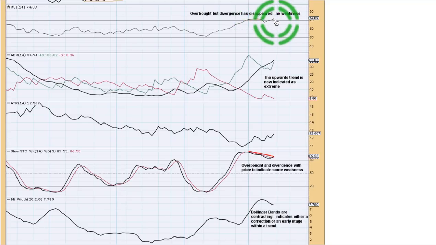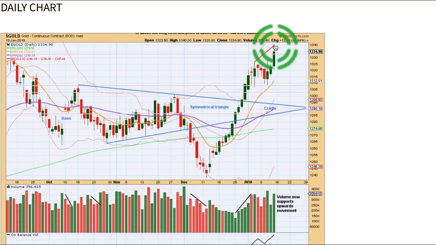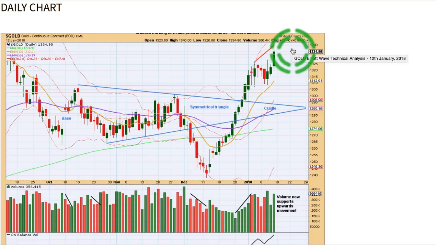Now if we saw divergence here and with stochastics, I'd be calling for a high in place, but there's no divergence between price and RSI to indicate any reasonable weakness here, only with slow stochastics. That's not enough to indicate that we may have a high in place, and so it must be accepted that we certainly could see further upward movement next week.